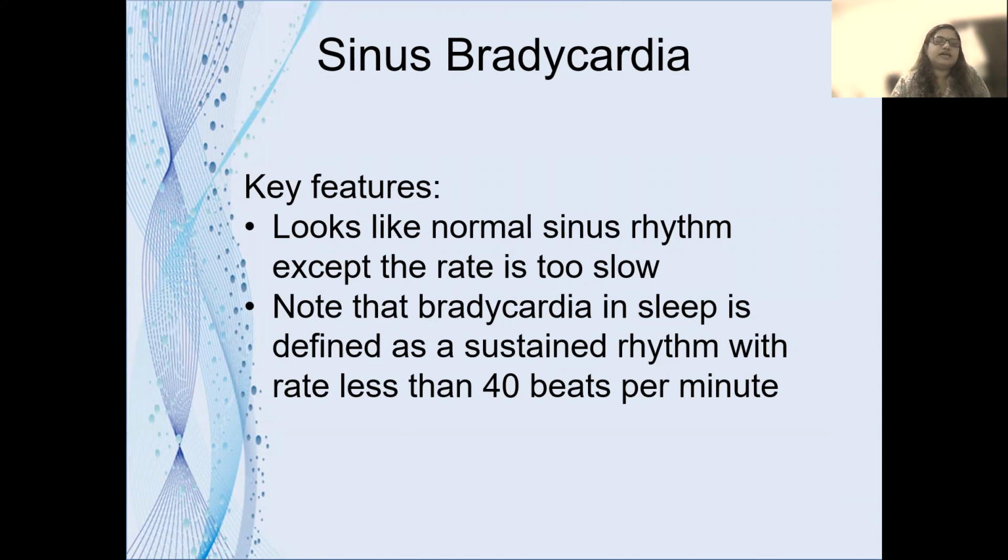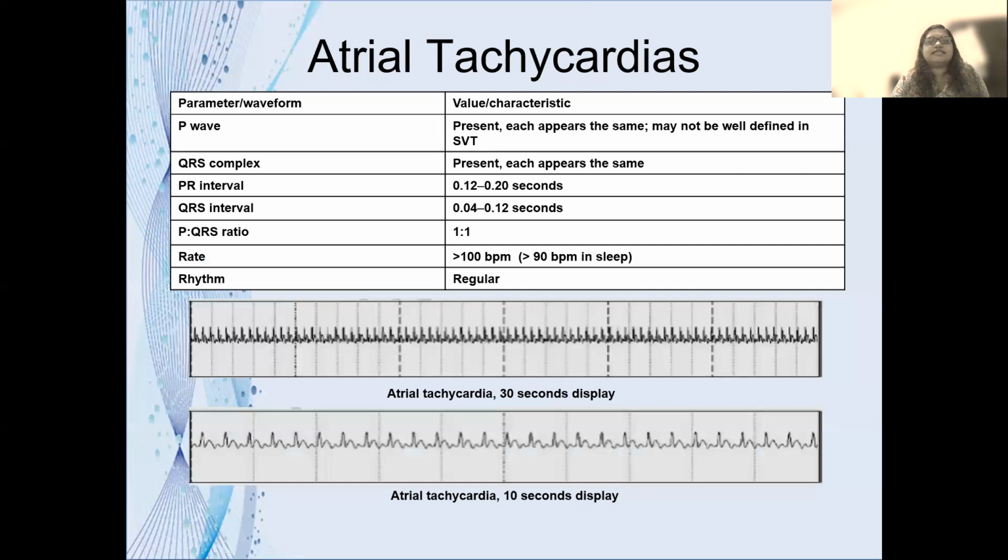Bradycardia in sleep is defined as a sustained rhythm with a rate less than 40 beats per minute. So if it is less than 40, then we call it sinus bradycardia during sleep. But if the person is awake and the rate is less than 60 beats per minute, we would also call it bradycardia. Now coming to atrial tachycardias, here we would have a P wave that appears the same but may not be well defined.